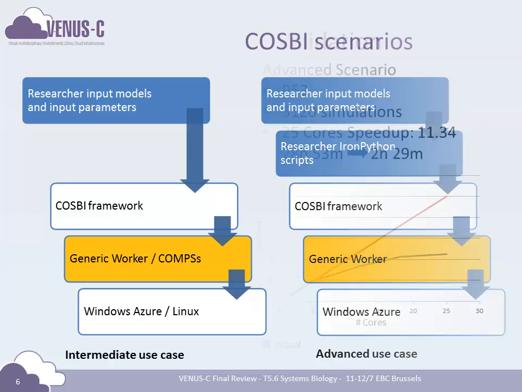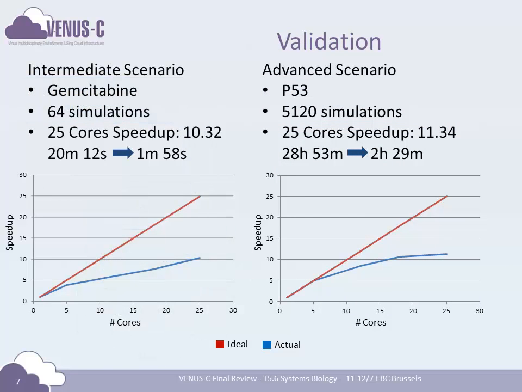We then decided to figure out the amount of resources we could need. We found that both for gemcitabine, which required 64 simulations, and p53, with more than 5,000 simulations, we could obtain a speed up of 10 with 25 cores. We considered these results satisfying, in particular for having reduced the running time of the p53 experiments from 29 hours to 2 hours and a half.